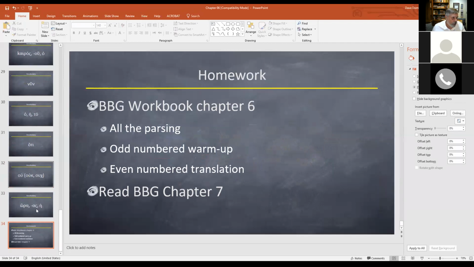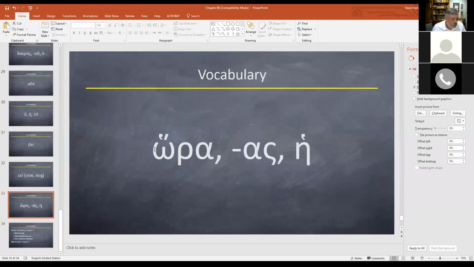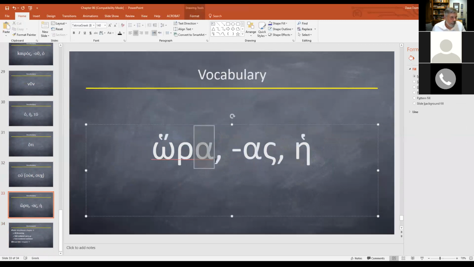Let's see. And the last word, rough breathing, so an H sound in front of it. This is an omega, so it's ho-ra. Ho-ra. And you see my alpha ending is feminine, so it's going to follow that first declension pattern.